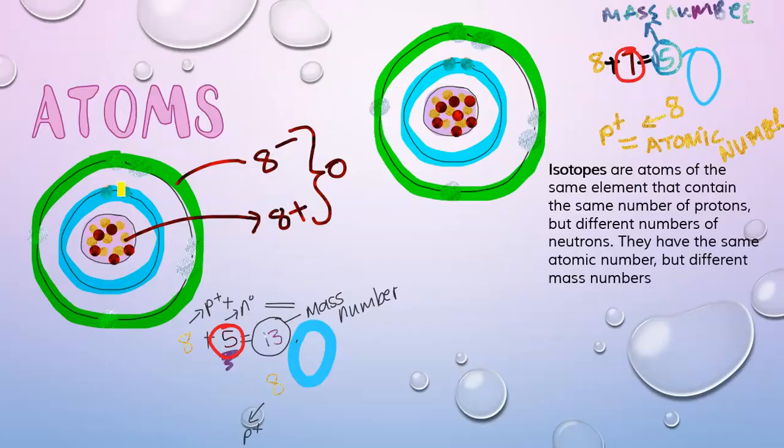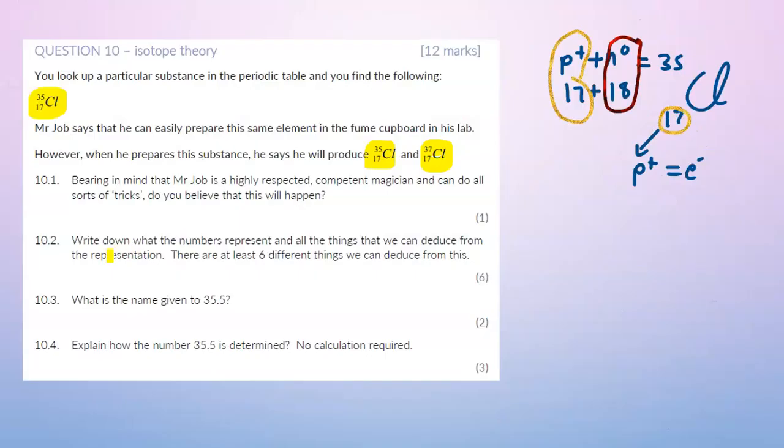Okay. We used oxygen as an example, and we saw that oxygen can have different numbers of neutrons in the nucleus. So if it's possible for oxygen, it's possible for chlorine as well. Write down what the numbers represent and all the things that we can deduce from the representation. There are at least 6 different things that we can deduce from this. Whoa. Now 6 different things at first seems a lot, but not really, because I just did chlorine 35 and I already have 3 things to say.